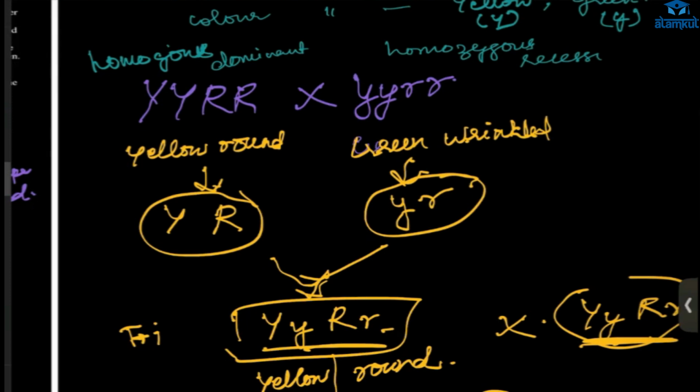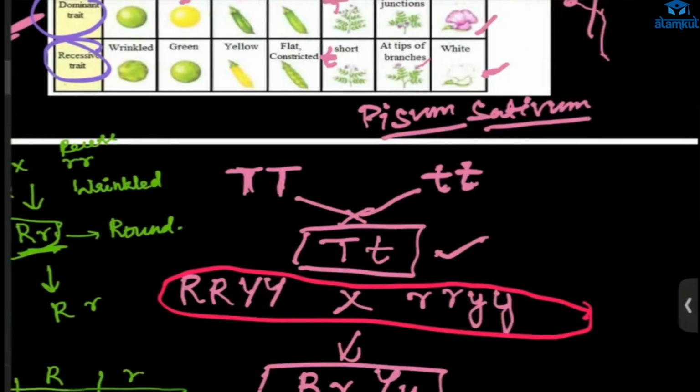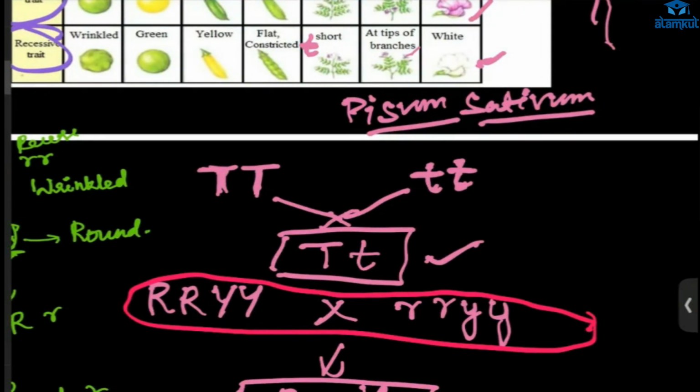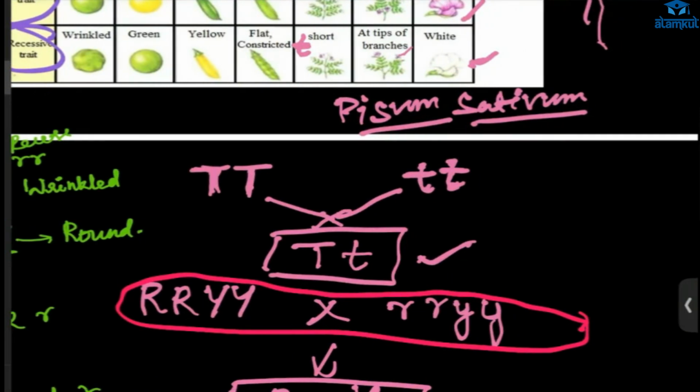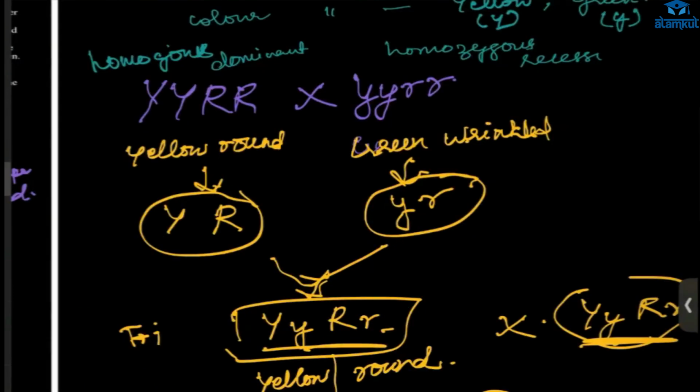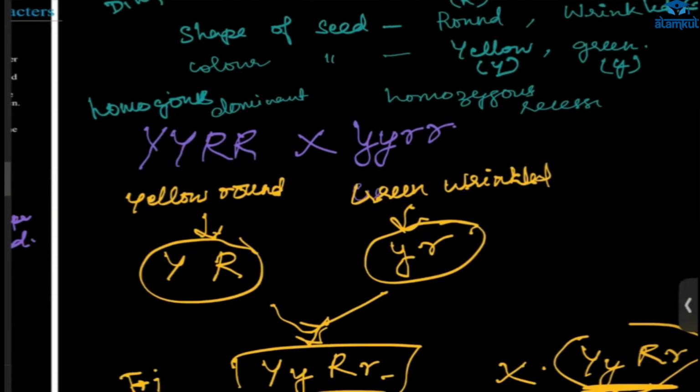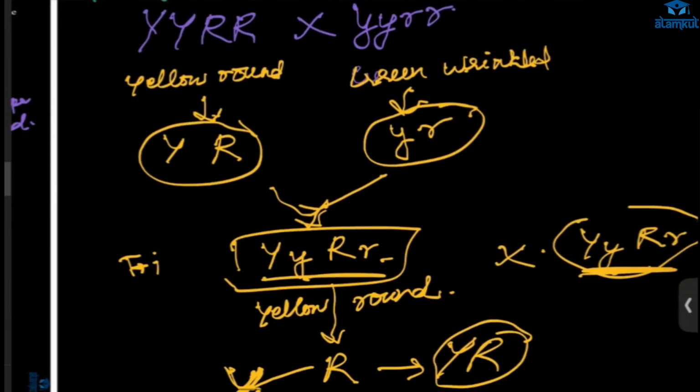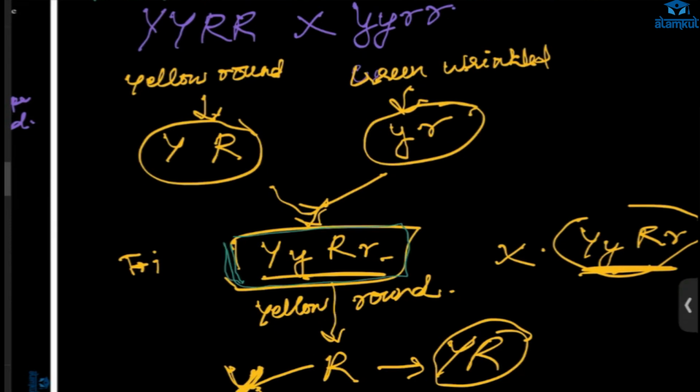So in dihybrid cross, what Mendel did is he took homozygous dominant trait and crossed it with homozygous recessive trait. In the monohybrid cross also, he crossed the homozygous dominant trait and homozygous recessive trait. But in the monohybrid, there was only one character. Here in the dihybrid, there are two characters. And during crossing, he got hybrid, heterozygous condition.